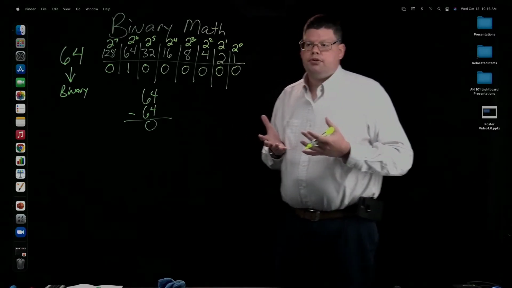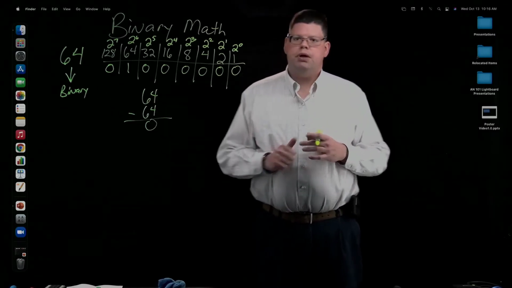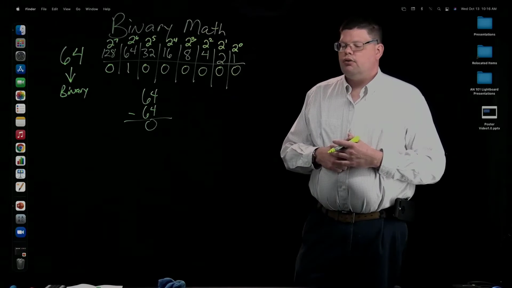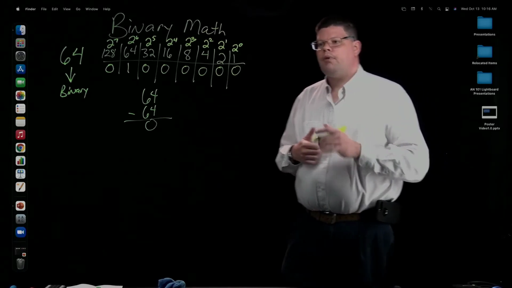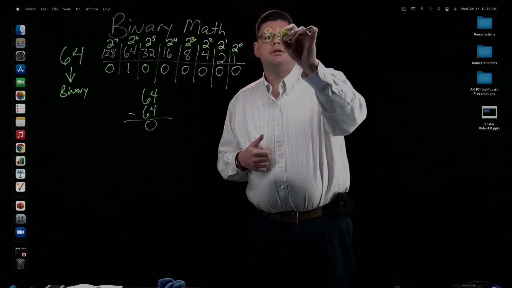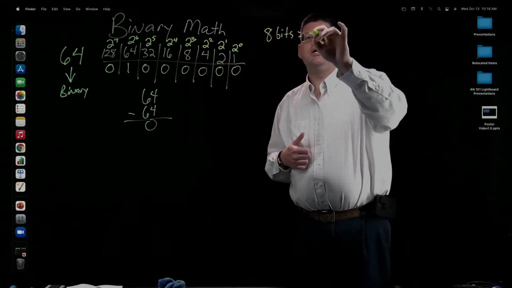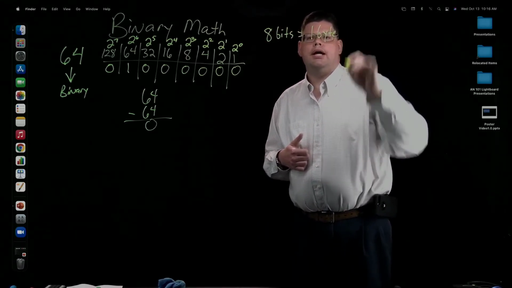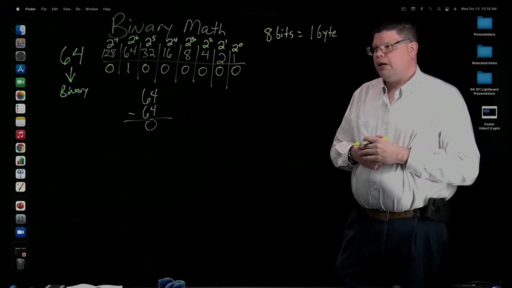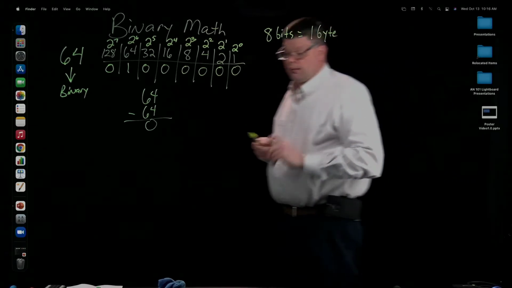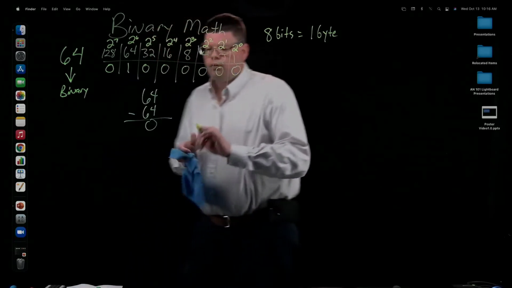One of the things I failed to mention here: if you count up all these boxes, you'll count 8. 8 bits, if you remember from your other computer classes, possibly, is 1 byte. So we're working at the byte level in these problems. So let's work another one.